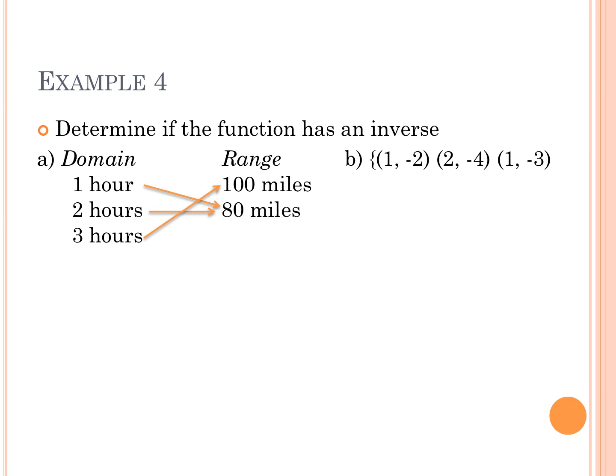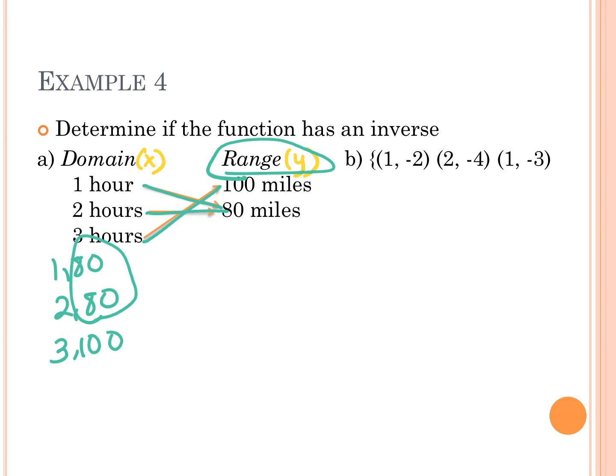So when you're determining if the function has an inverse, this is simply a yes or no question. A would be your domain and your range. Remember, domain is the x and range is the y, and the y can't repeat with a different x. So this y only links with this x, but this y links with both this and this. If it's hard for you to see it that way, feel free to write out your ordered pairs. So 1 would go with 80, 2 would go with 80, and 3 would go to 100. And this y repeats with a different x, so this is a no.